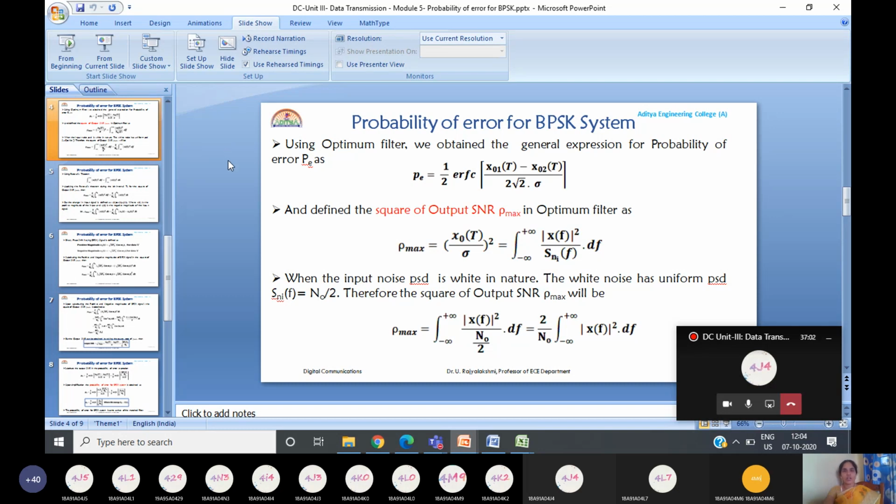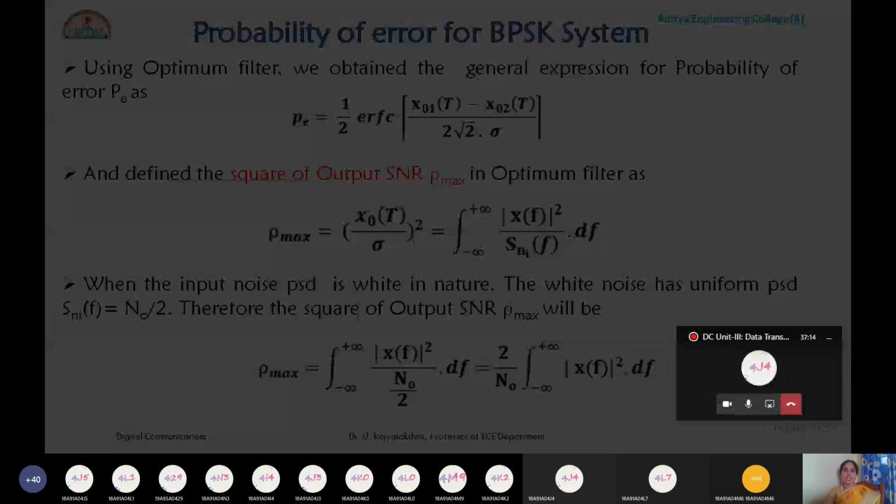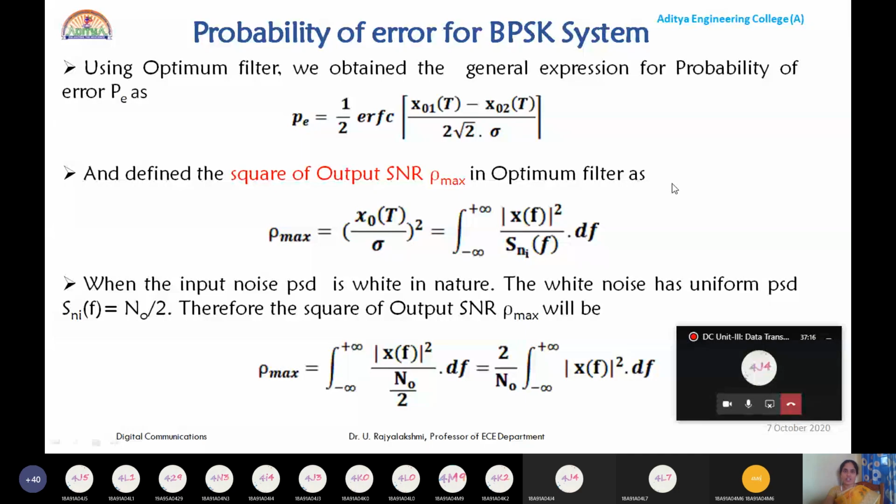First you calculate the output SNR and then the probability of error. One of the students, please tell me the various steps you use to calculate the output SNR and probability of error for the BPSK system. I will change the slides accordingly, so don't get tense. Just go through that and explain what you understood. That is enough. It will take 2 to 3 minutes.